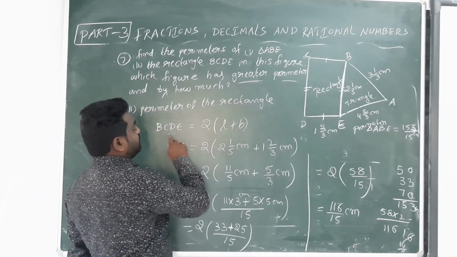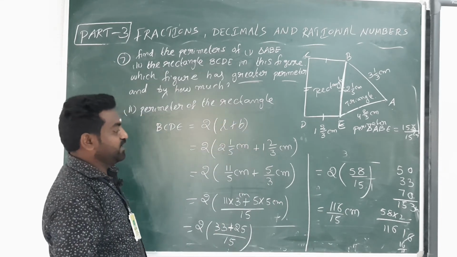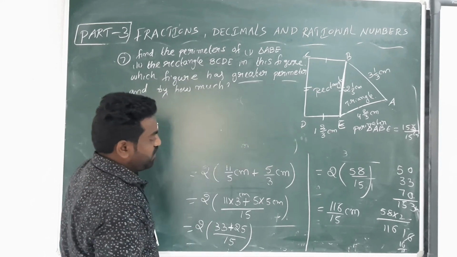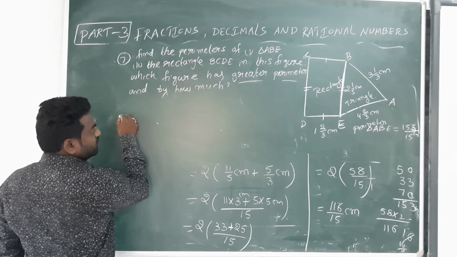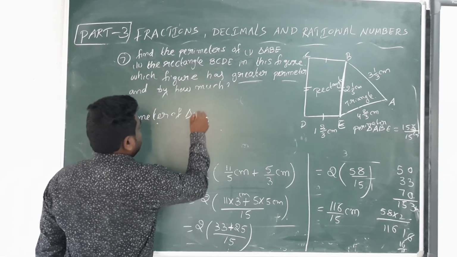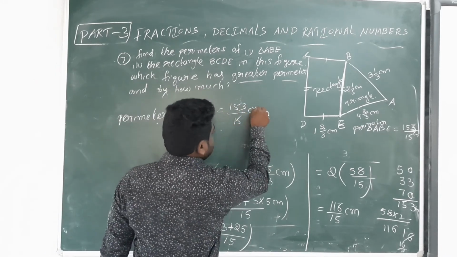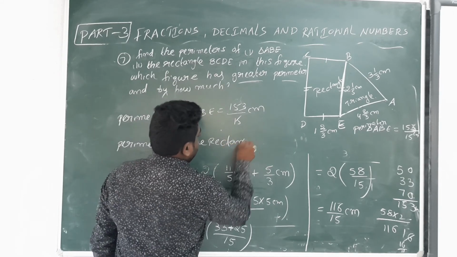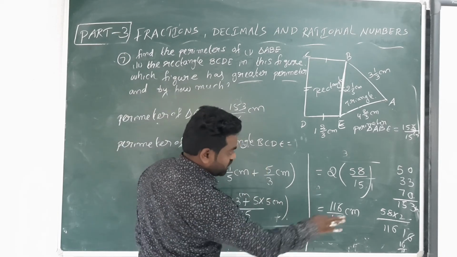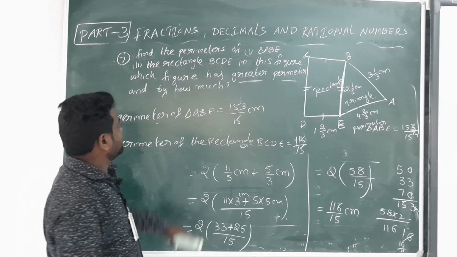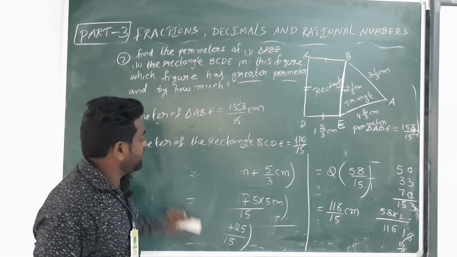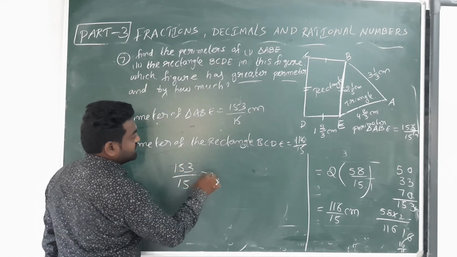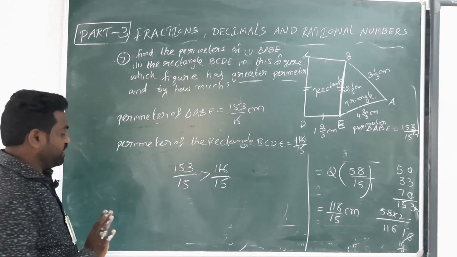Therefore, the perimeter of rectangle BCDE is equal to 116/15 centimeters. The perimeter of triangle ABE is 153/15 centimeters, and the perimeter of the rectangle BCDE is 116/15. Here the perimeter of triangle ABE is bigger than the perimeter of the rectangle. So 153/15 is greater than 116/15.